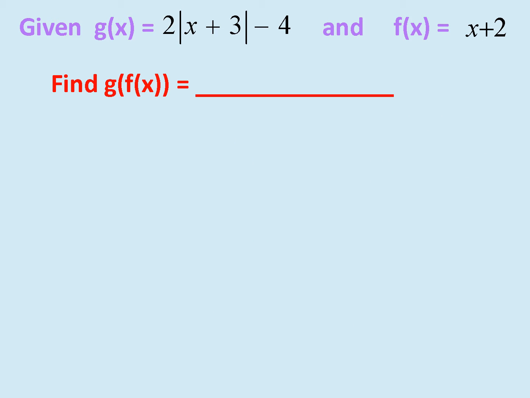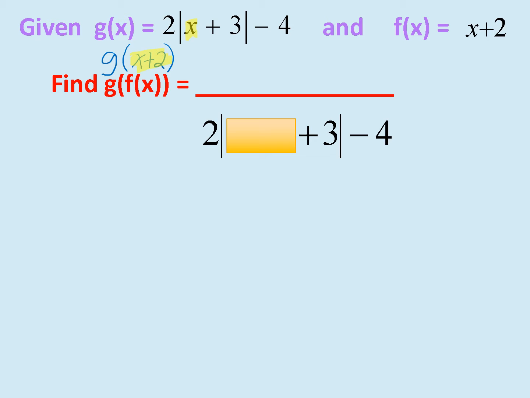Let's look at our first example. It says given g of x equals 2 times the absolute value of x plus 3 minus 4, and f of x equals x plus 2. They want us to find g of f of x. Well, the first thing I'm going to look at is, what is f of x equivalent to? And f of x is equivalent to x plus 2. So anywhere I see an x in g of x, I'm going to replace it with an x plus 2. Let's see what that looks like.